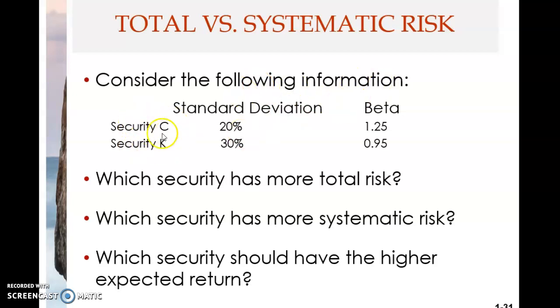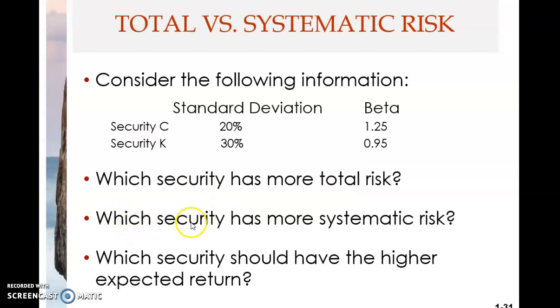You have two securities here, C and K. You are given the standard deviation as well as the beta. Now the question is, which security has more total risk? If it's total risk, then you look at standard deviation, because standard deviation is a measure of total risk. This is standard deviation of returns. So you find that security K has greater standard deviation, 30%, compared to security C. Therefore, you can say that security K has more total risk.